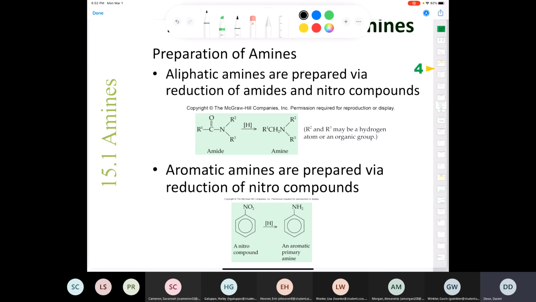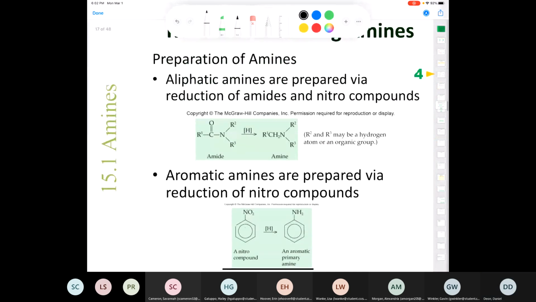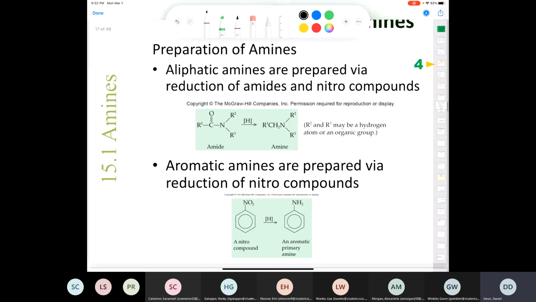Well, one of the easiest ways to make an amine is to do a reduction of a nitro compound, okay? A reduction of a nitro compound. And, oh, is that not what I have there? Oh, reduction of an amide in a nitro compound. Sorry, I didn't read it carefully enough. Anyhow, so reduction of an amide. Well, what's reduction in organic chemistry? It means loss of oxygen and or gain of hydrogen.